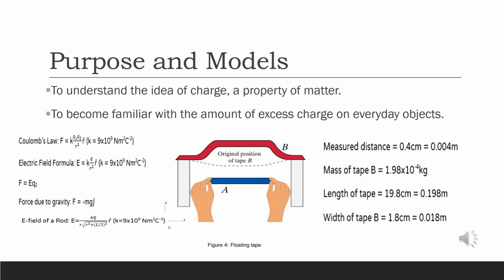So here are the formulas used, such as Coulomb's law, an electric field due to a point charge, an electric field due to a rod or a line charge, the relationship between the force and electric field, and the force due to gravity close to the Earth's surface. I'm not going to go over each of these formulas as they are all self-explanatory, but you may take a look at them if you wish. Here I also have a diagram of this setup where we floated tape B by holding tape A below it, and the separation distance between tape A and tape B, as well as the mass, length, and width of tape B are all shown to the right.